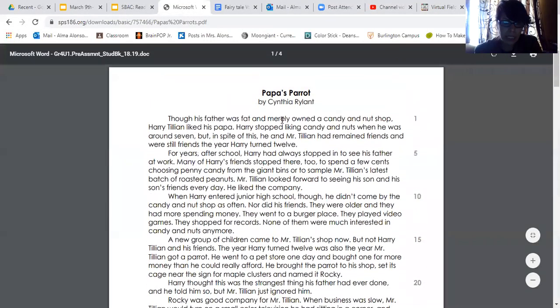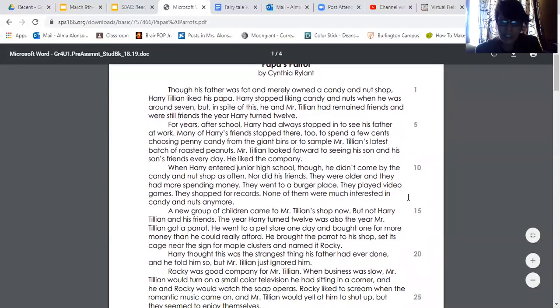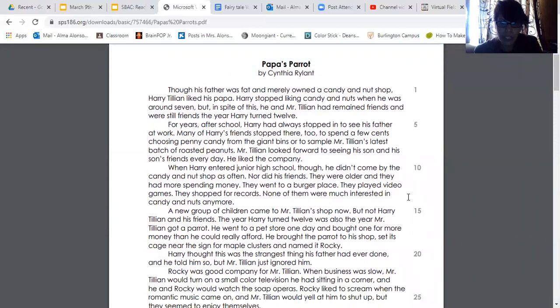So remember that at the beginning, his father owns the store, a candy and nut shop. Harry would come with his friends every day to buy candy or to spend time at the shop with his father. As he got older, he lost interest in coming to the store along with his friends, and they just started spending time elsewhere.